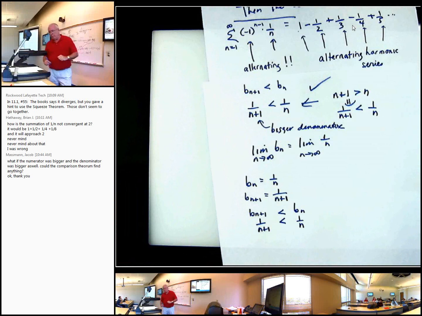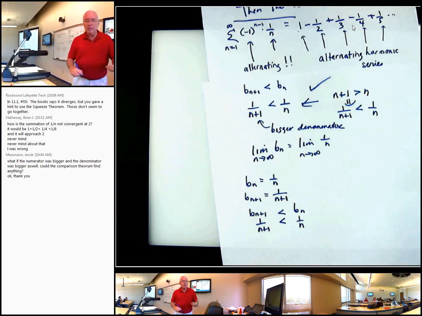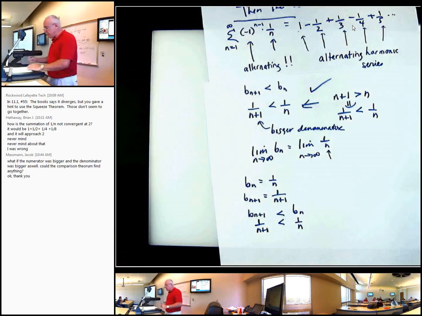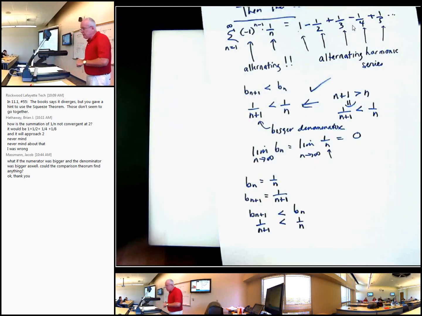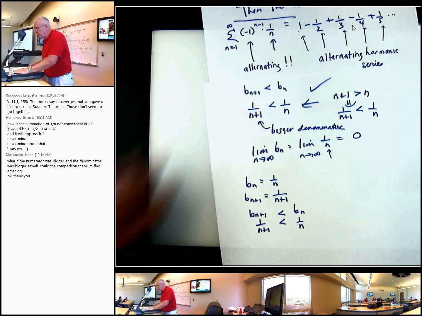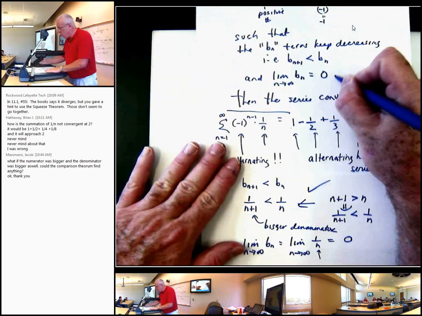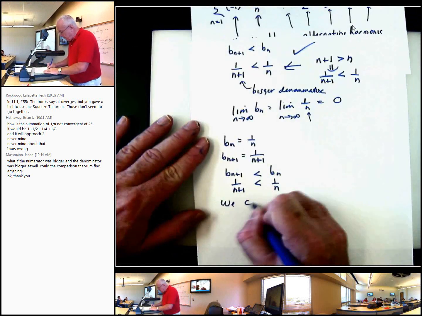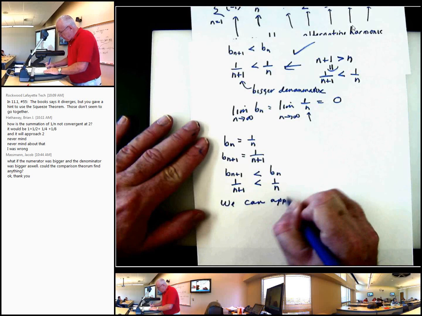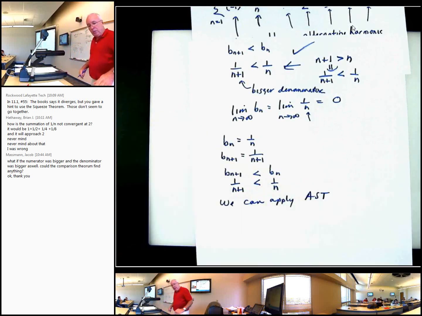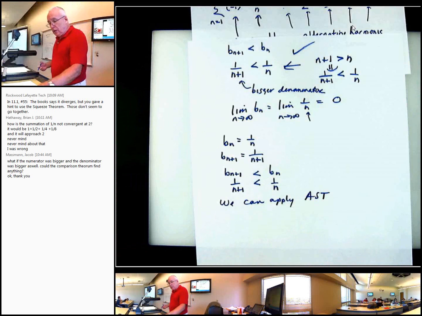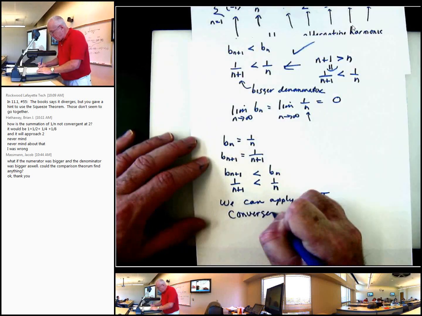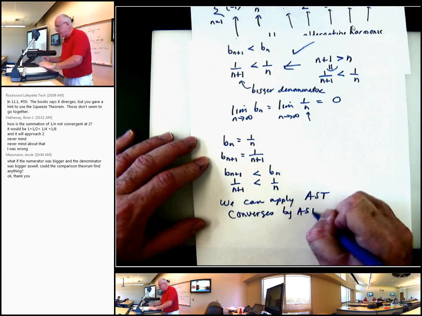Now, going back to the limit of these b sub n, that's the limit of 1 over n. As n gets big, as our denominator gets bigger and bigger, this limit is equal to 0. So that is the second part of what we want, that the limit has to equal 0. So therefore, we can apply the alternating series test, and since we've met all the criteria, it converges by the alternating series test.